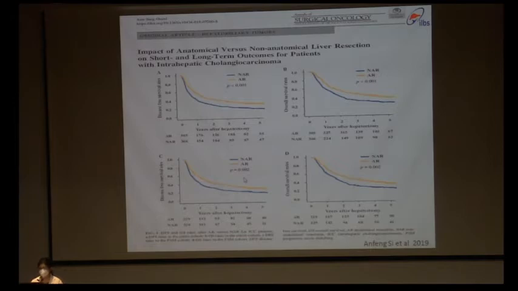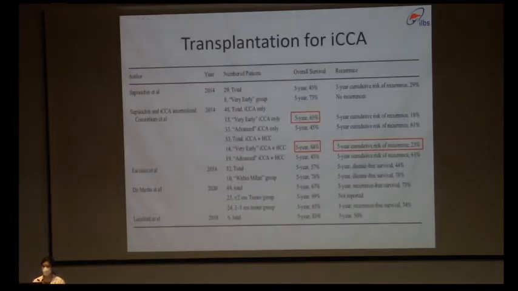It was statistically significant. Role of transplantation in intrahepatic cholangiocarcinoma. These are the studies which have been published in the last couple of years, and they have suggested that in very early intrahepatic cholangiocarcinoma, the 5-year survival ranges from 65% to 84%, with a cumulative risk of recurrence in less than 23% of the patients. Whereas in advanced intrahepatic cholangiocarcinoma, 5-year overall survival is up to 45% and the cumulative risk of recurrence is 61%.